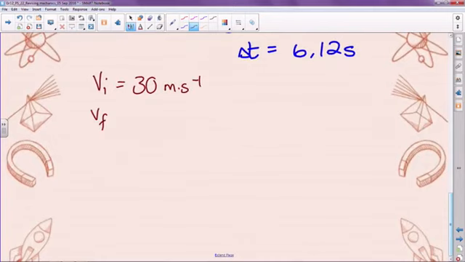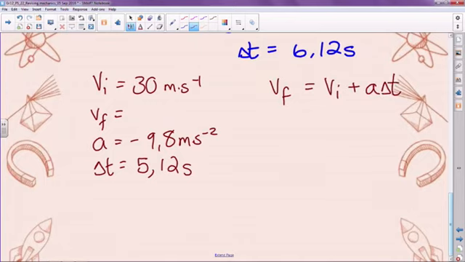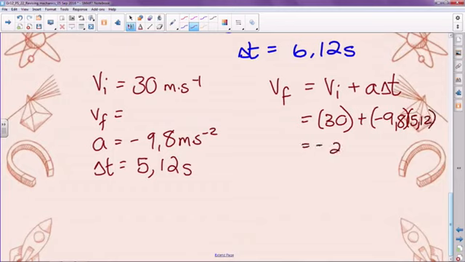Okay, I'm going to leave VF for now. A is still minus 9,8. That's not going to have changed. But the last second means that it gets to the velocity just before that last second at 5,12 seconds. Oh, look at that. I can find VF. So watch what we're going to do. VF equals VI plus A delta T. So this is 30. This is minus 9,8 times 5,12. And that gives me minus 20,176. I'm going to keep all the decimals for now.